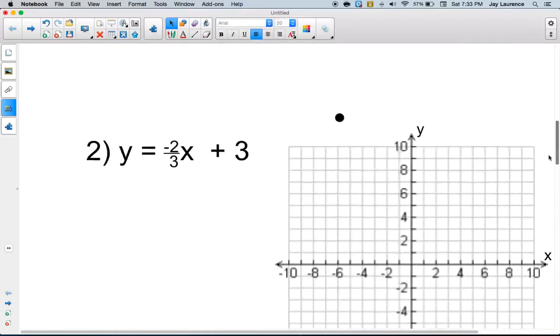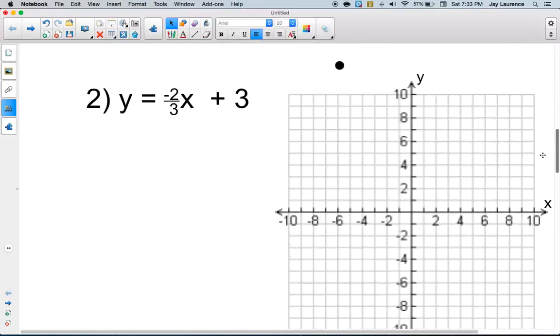Okay, let's see here. Tell you what, why don't you try this one on your own? Okay, pause the video. If you're still watching, I'm going to assume that you've tried it on your own. Here comes my solution. If you haven't tried it on your own, pause the video and go ahead and try it.